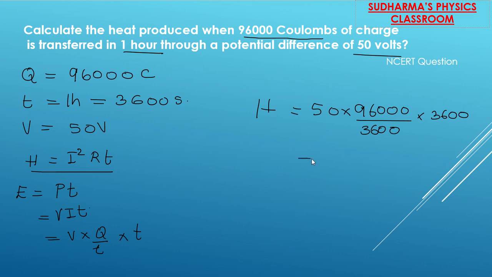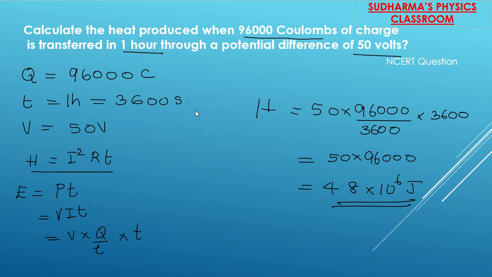So 3,600 and 3,600 cancel. Now what we have? 50 into 96,000, right? Now the calculation is very simple. So we get the answer 4.8 into 10 power 6 joules.